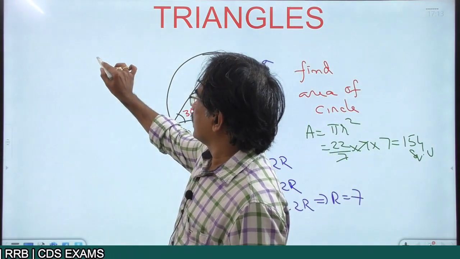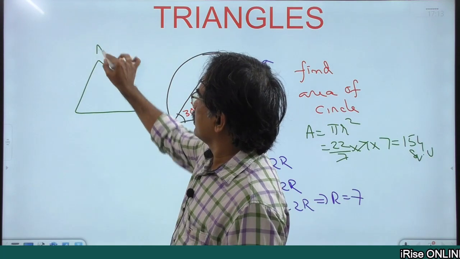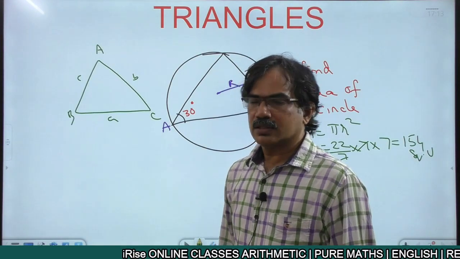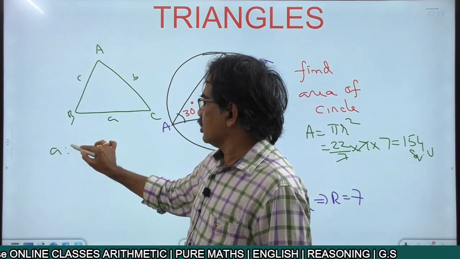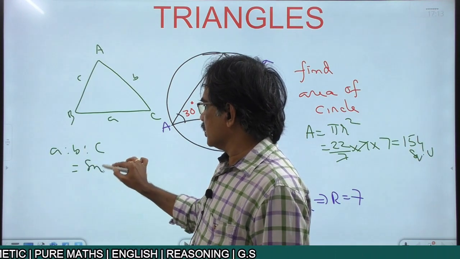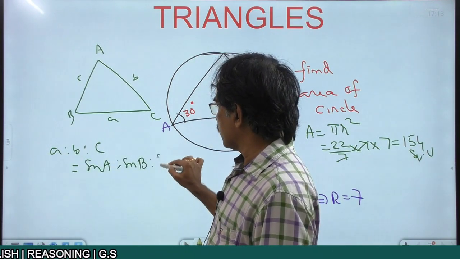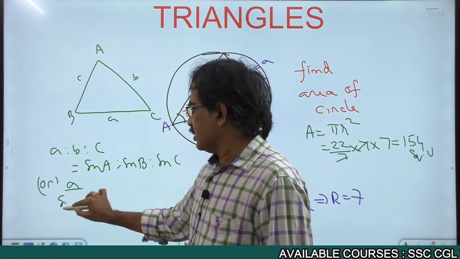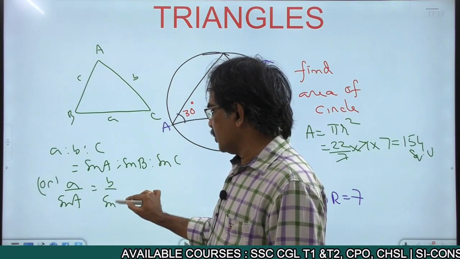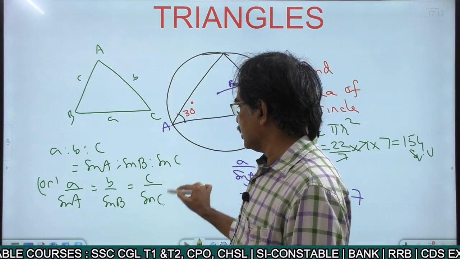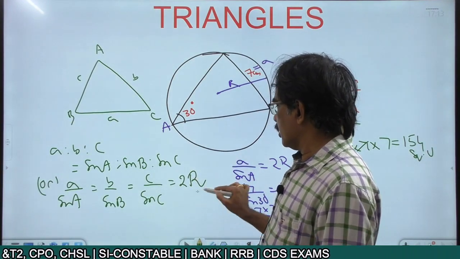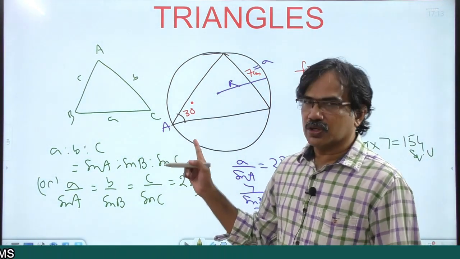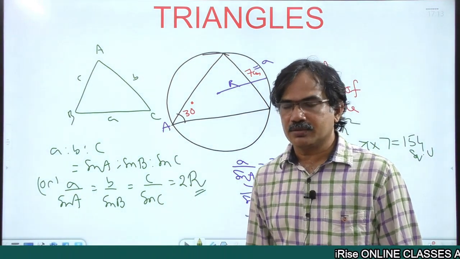If this is a triangle, A, B, C are sides of the triangle, then A is to B is to C is equal to sin A is to sin B is to sin C, or A by sin A is equal to B by sin B is equal to C by sin C is equal to 2 capital R, where R is called circumradius. Very important property. Next property.